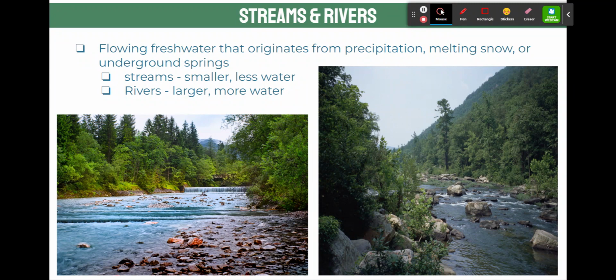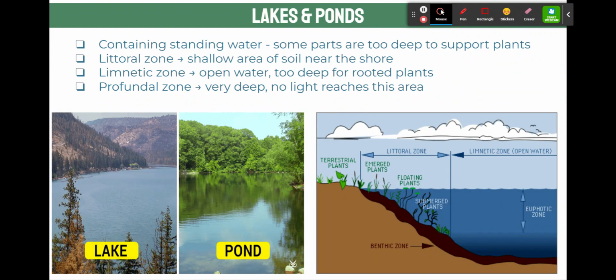So flowing fresh water that originates from precipitation, melting snow, or underground springs is going to be found in streams and rivers. Streams are smaller, they have less water in them, where rivers are larger, they're rapidly flowing, and they have more water. Lakes and ponds are water that's standing, meaning it's not flowing. Some parts are too deep to support plants. For the same reason as in the ocean, it's aphotic, meaning that not enough sunlight is going to be reaching there.